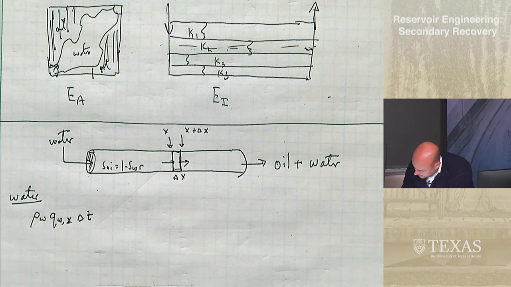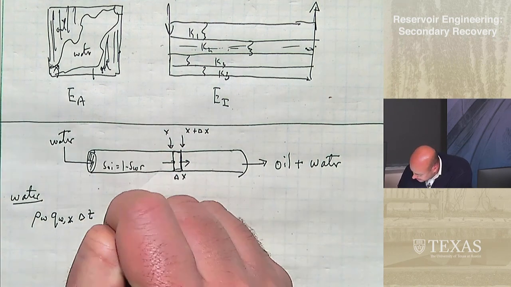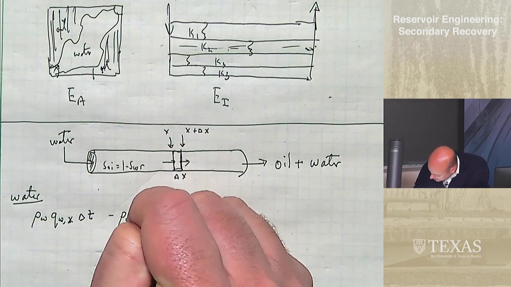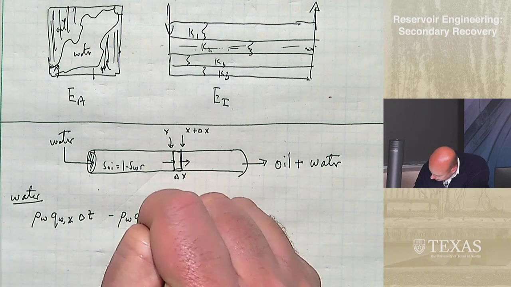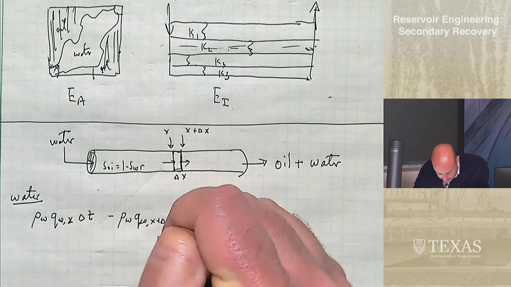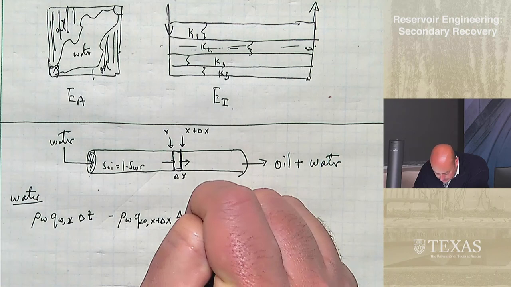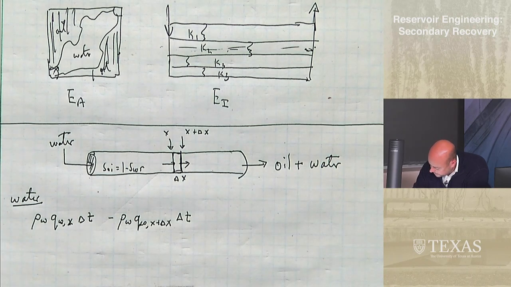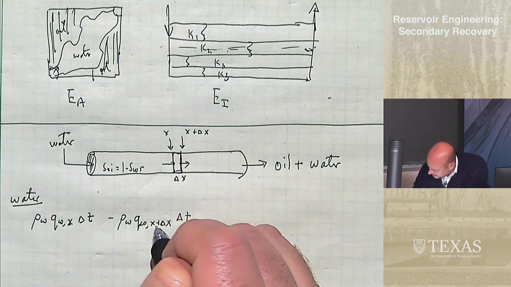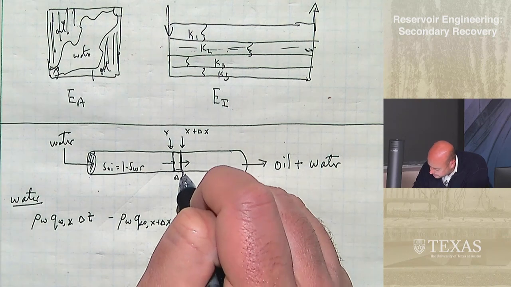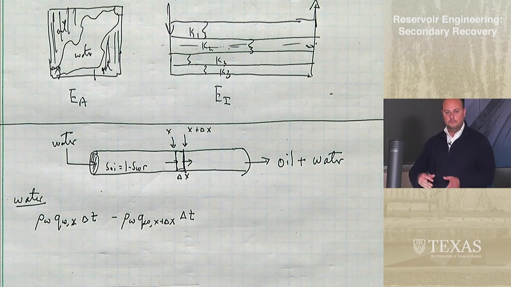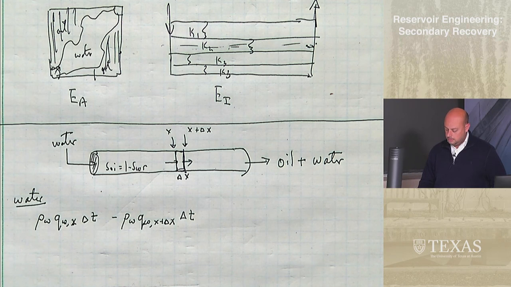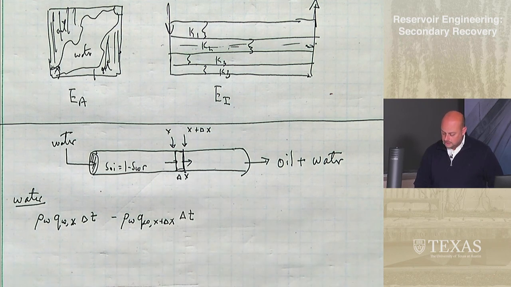That's what goes in. And then what goes out is the density of water times the flow rate at x plus delta x, also times that delta t. Okay, so the reason why it's at x plus delta x is because it comes out downstream, because the size of the sliver is delta x. So this is the mass that goes in, this is the mass that comes out.